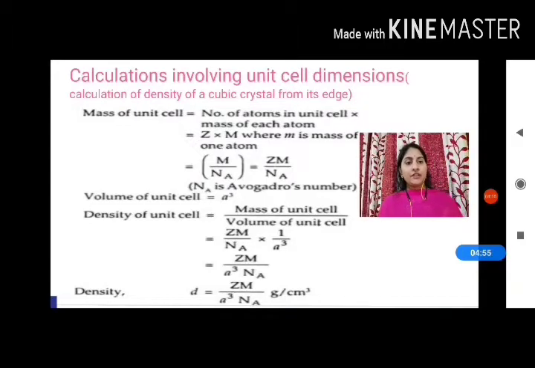So the density, by putting the values, is mass upon volume: Zm upon Avogadro number divided by the volume of the unit cell. So density equals the number of atoms per unit cell into the mass, divided by the volume of a unit cell into Avogadro number, in gram per centimeter cube. Out of the 5 parameters, density, number of atoms per unit cell, mass, Avogadro number, and the edge length of the unit cell, if any 4 are known, we can determine the 5th one.